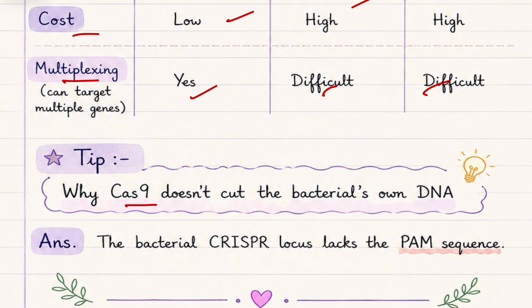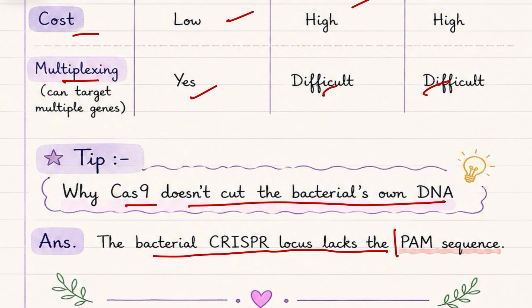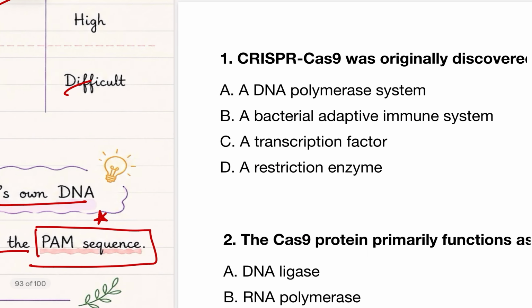Tip: why doesn't Cas9 cut the bacteria's own DNA? Answer: the bacterial CRISPR locus lacks the PAM sequence. Very important, this was a GATE question.